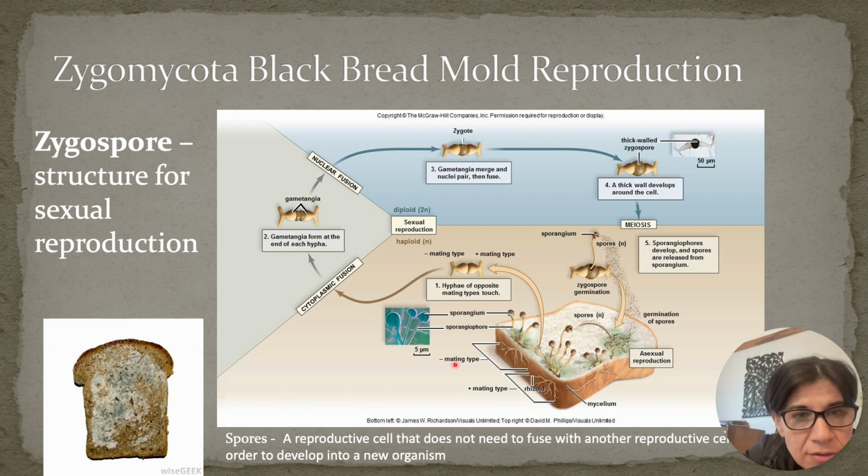Or, do you see how it says mating type minus, mating type plus? Two different myceliums, the hyphae can fuse, and the cytoplasm fuses between these cells.